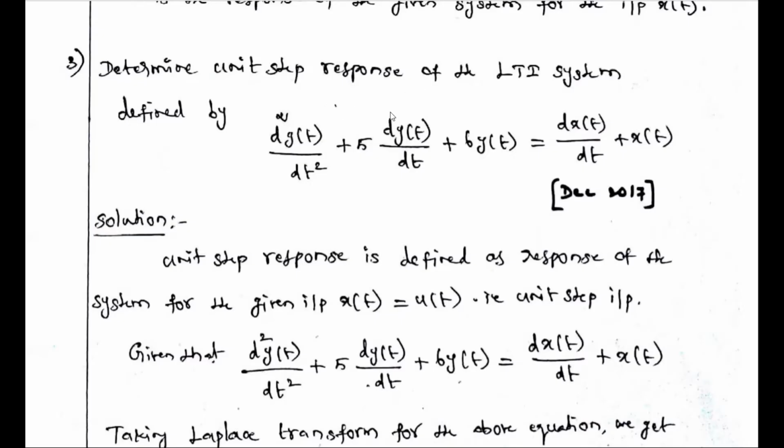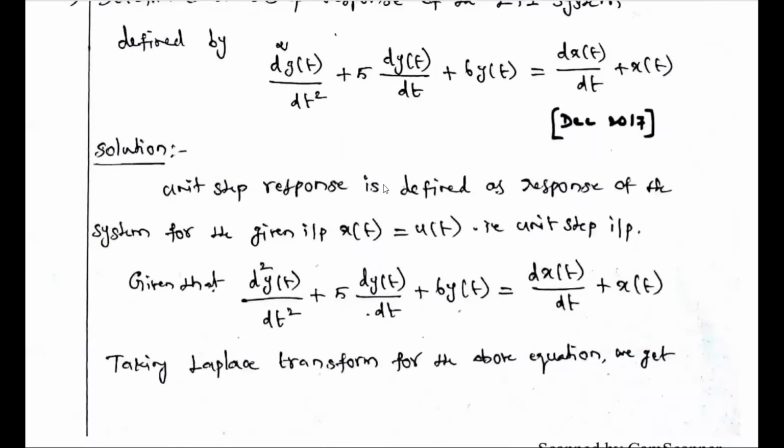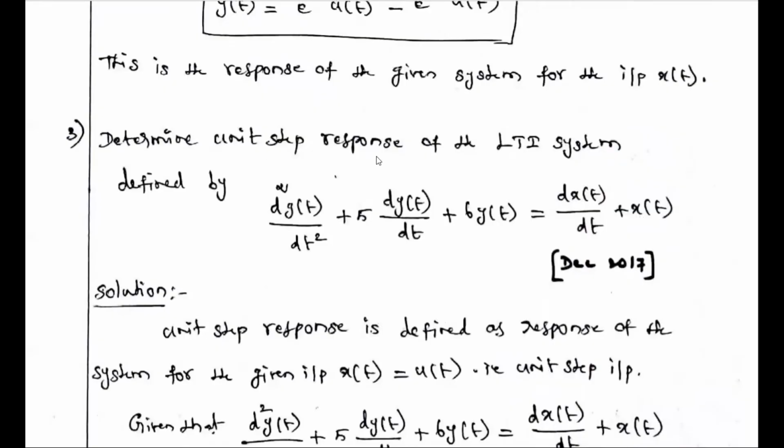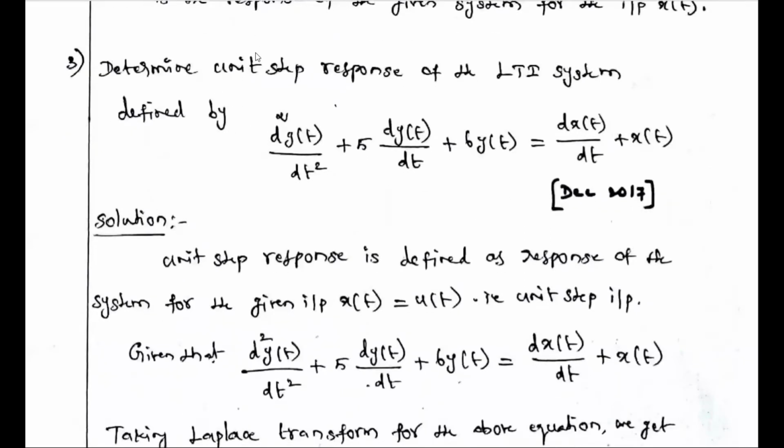Similarly here, we have to calculate the step response. What is meant by step response? Step response is defined as the response of the system for the given input, a unit step input, x of t equal to u of t. Here the input x of t equal to u of t is not directly mentioned, so we have to understand from the question, determine unit step response, that the input is indirectly given. The input is a unit step signal u of t.